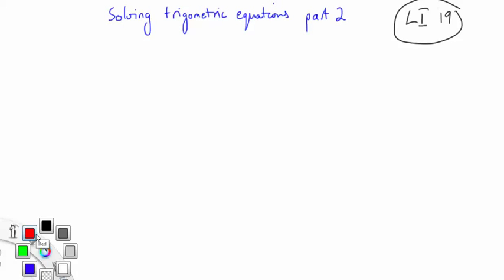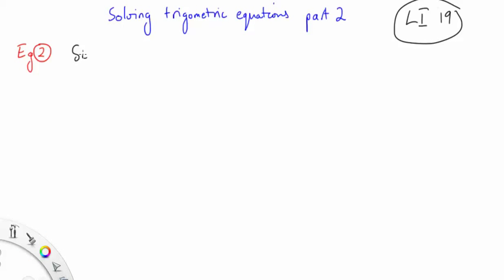Hello, in this video I'm going to do the previous example again, except I'm going to do it over a restricted domain. So I'm going to solve 2 cos 2x plus root 3 equals 0 for x between 0 and 2 pi. Then I'm going to pull out the CAS and show you how to get the general solution and the domain restricted solution to check if we're correct.